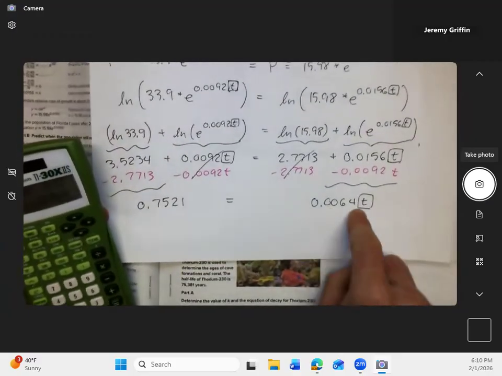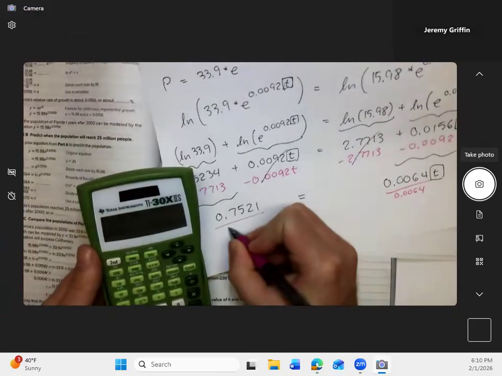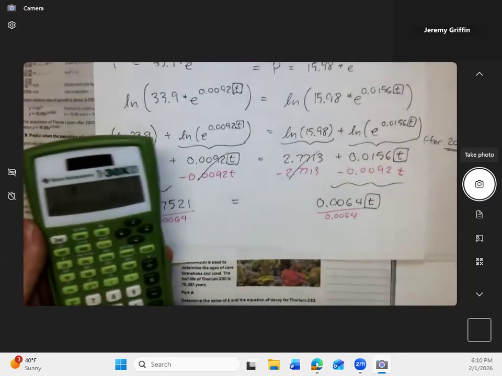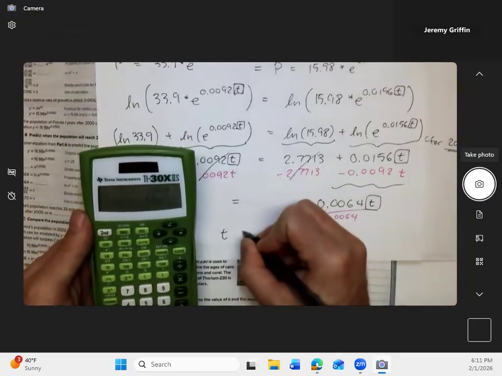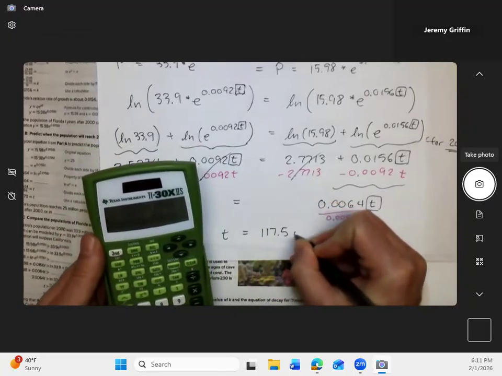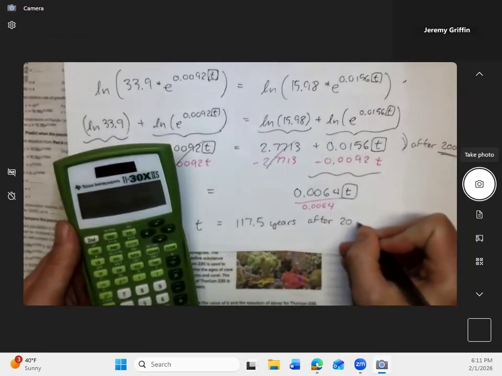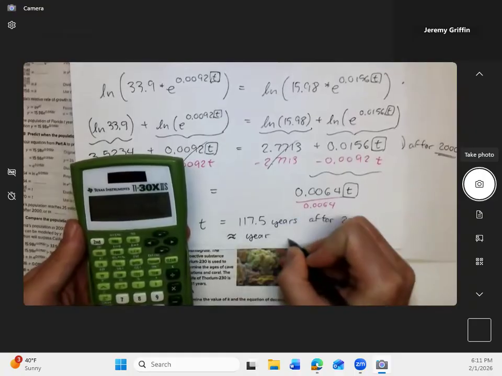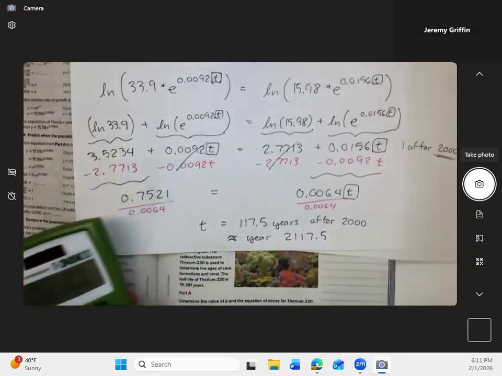Divide both sides by this coefficient, 0.0064. So 0.7521 divided by 0.0064. I'm looking at the time being approximately 117.5 years after the year 2000. So that'd be about the year 2117, with the 0.5 being maybe like June or July.